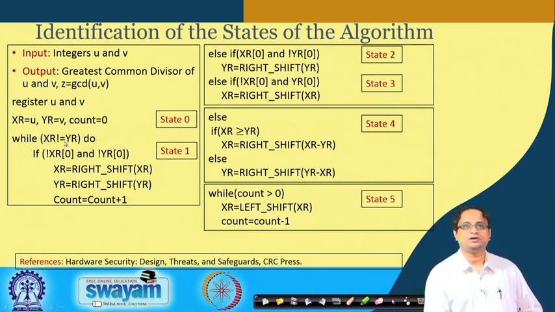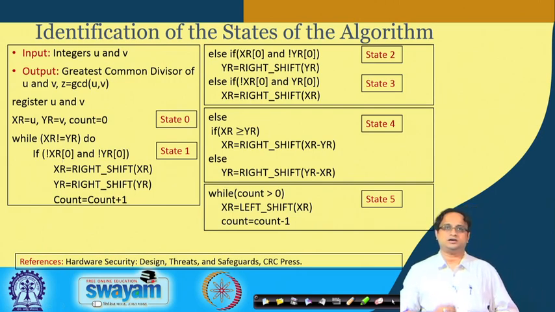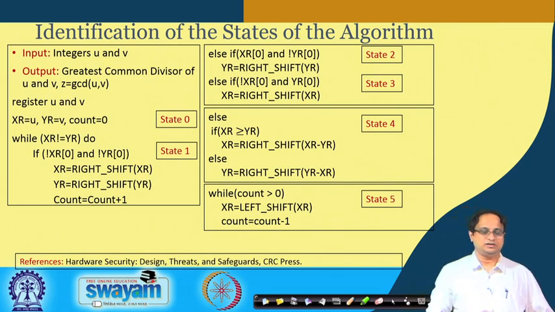Okay. Now in the algorithm, I check whether XR is not equal to YR. This is straight from the previous algorithm, where it was u not equal to v. The first thing I have to check is whether both u and v are even. And the way I can check that very easily, if you think of a hardware implementation of the algorithm, is that you just need to check the LSB.